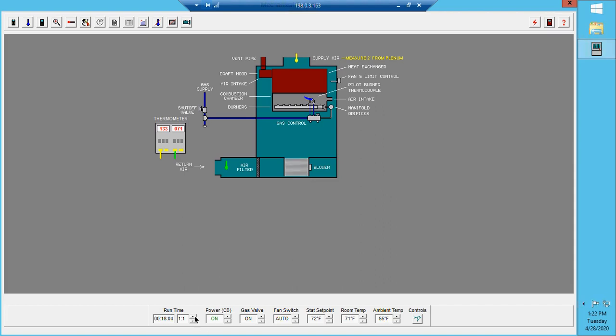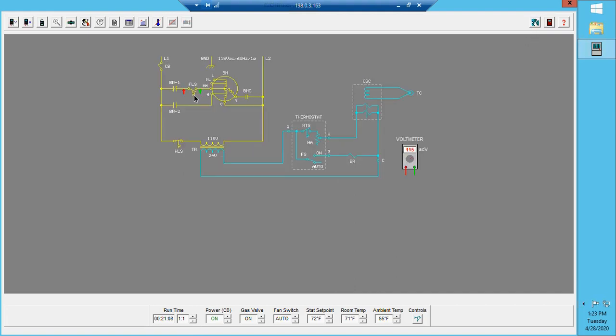Okay, so at approximately 100, maybe 90 degrees, somewhere in there, and I'm just going to lower it down really quick just so that you can see. You will see the fan limit switch is now opened. My blower has turned off. I'm again reading 115 volts across an open switch.